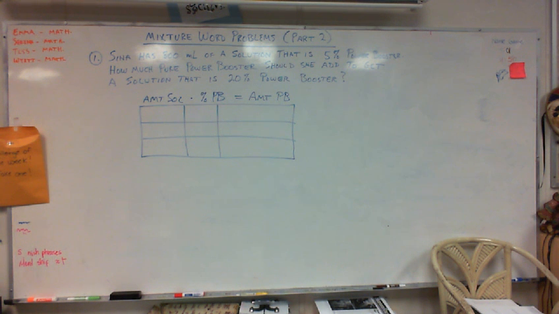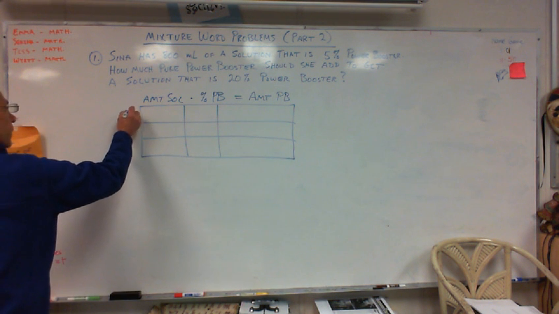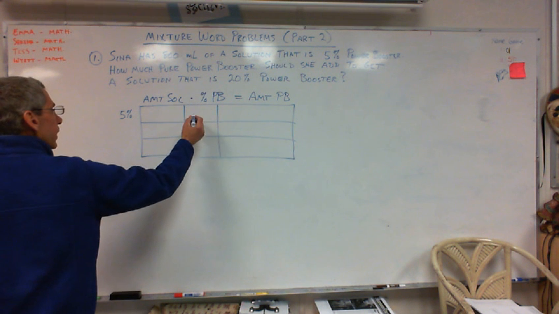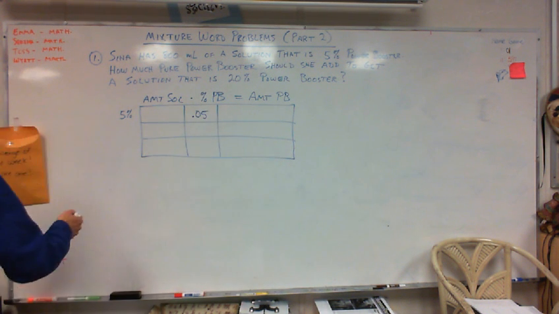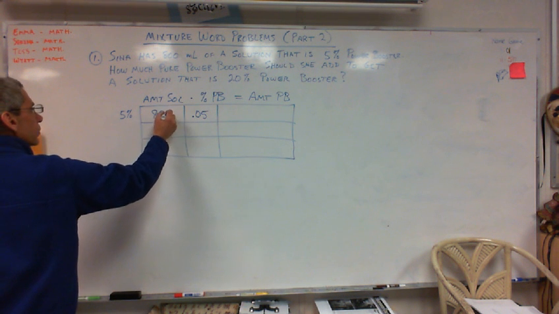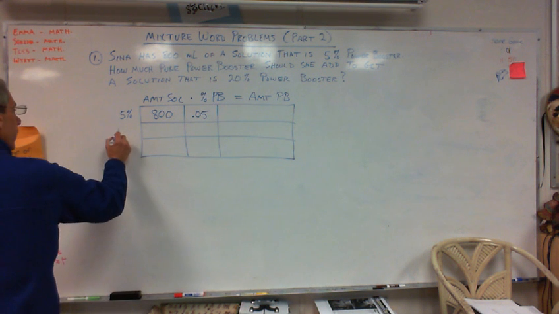The first thing it says is I have 800 milliliters of a solution that is 5% power booster. So I put 5% here to just remind me that's the one I'm talking about. And since this is percent, I would write it as 0.05. Now it says I have 800 milliliters of it, so that's my amount. I have 800. And then it says how much pure power booster, so I'm going to write pure here.